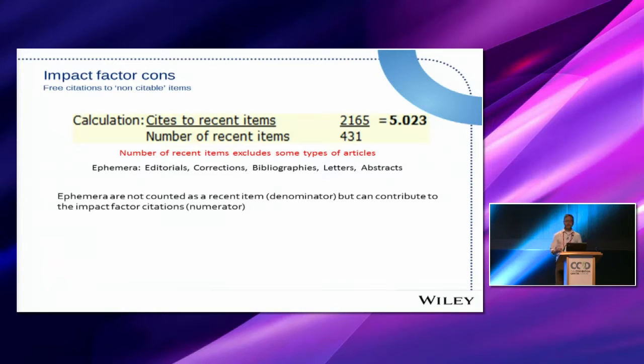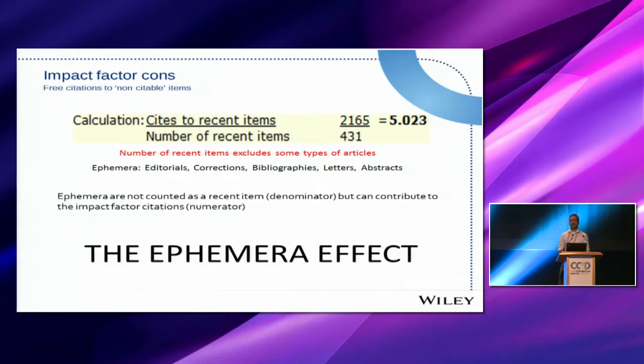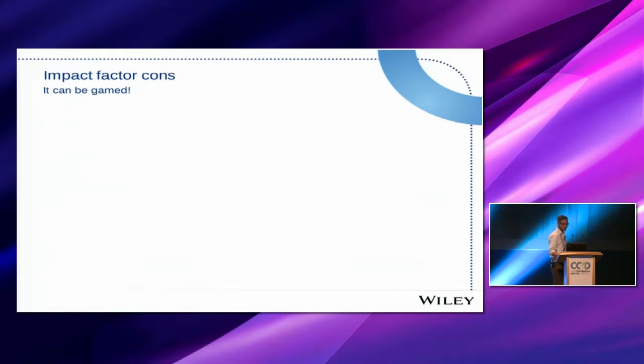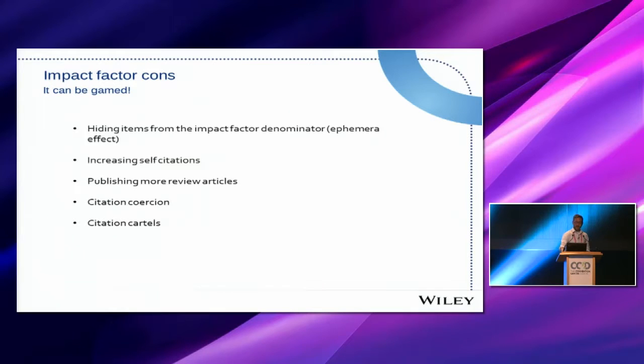So advantage is given to journals that publish a lot of this ephemera, because it's only going to get free citations. The more you publish, the more opportunity you have. So there's this thing called the ephemera effect with the impact factor. It can be gamed, and we've seen this. You can hide items from the impact factor using this ephemera effect.